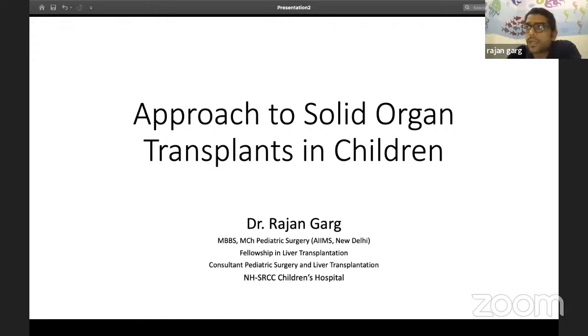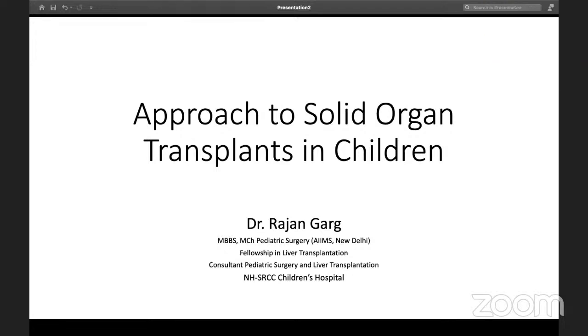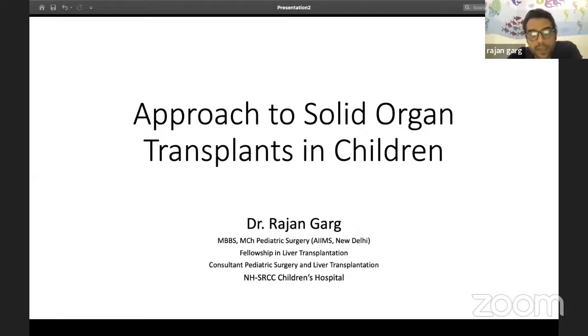So just to give a brief overview of Narayana hospital and especially the SRCC, we have an in-house facility for kidney and liver transplantation. So far, the program has been running for a few years, and we have been doing a good number of liver and kidney transplantations.